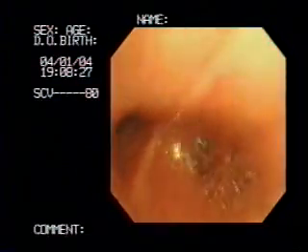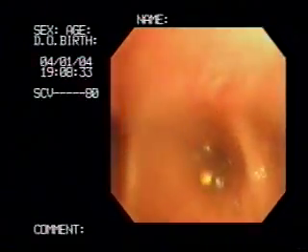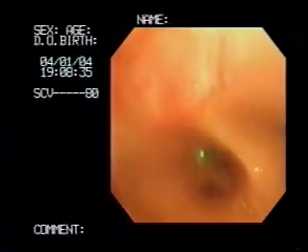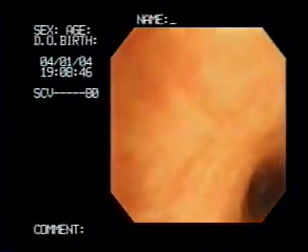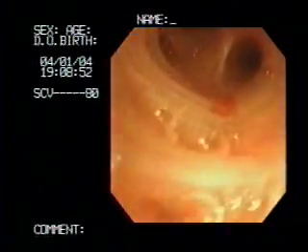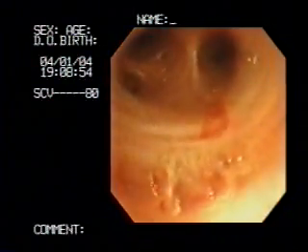Next, the right mainstem bronchus is entered. The right upper bronchus is collapsed, and a blockage is noted in its lumen. Next, the right lower lobe is examined and washed for cells. The exact same procedure is carried out on the right middle lobe.